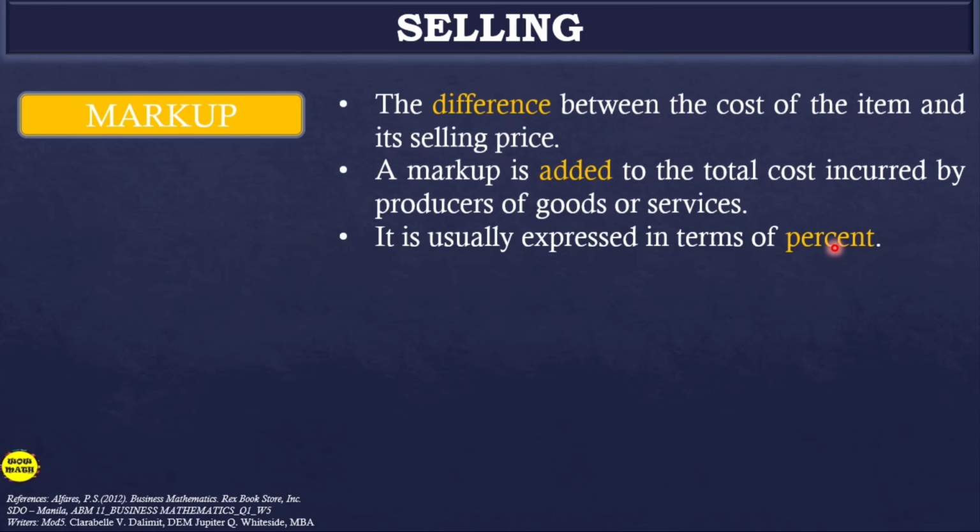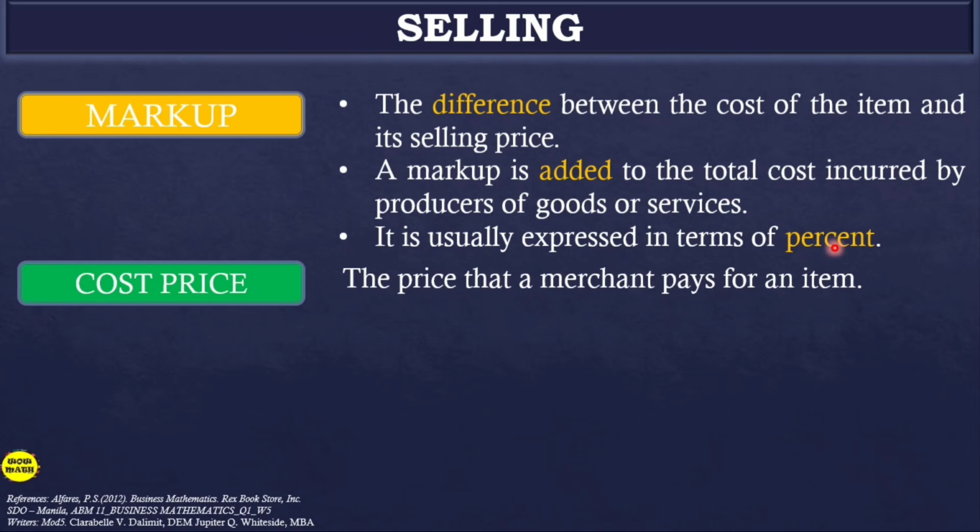Pag sinabi nating markup, ito ay yung difference mula dun sa previous selling price at sa panibagong selling price. Tuwing kailan nangyayari ito? Lalo na kapag, for example, tumaas yung presyo ng oil. Of course, natural na magtataasan itong mga items na nakadepende doon. So that is the markup, yung amount sa pagitan ng unang selling price at ng panibagong selling price.